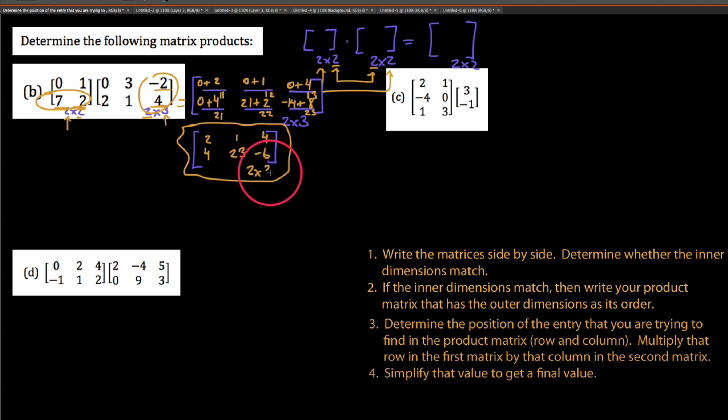And what I want you to notice is we didn't have to take a 2 by 2 times a 2 by 2. We could take, say for instance, a 2 by 2 times a 2 by 3. As long as the inner dimensions match, we can do this. And the size of our answer is always dependent upon our outer 2 dimensions here.